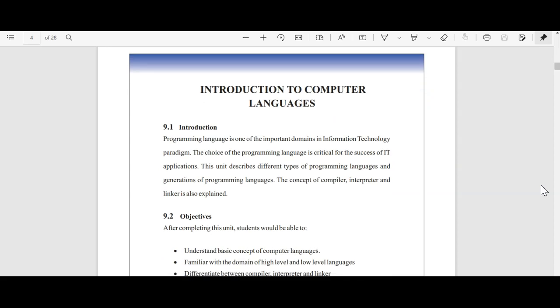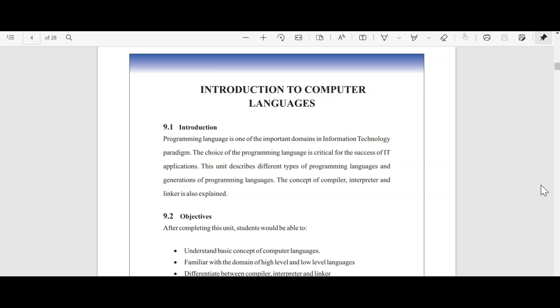So as an introduction, basically programming language is one of the important domains in IT. The choice of programming language is critical for the success of IT applications, and this unit describes the different types of programming languages and the generations of computer programming languages. The concept of compiler, interpreter, and linker is also explained.